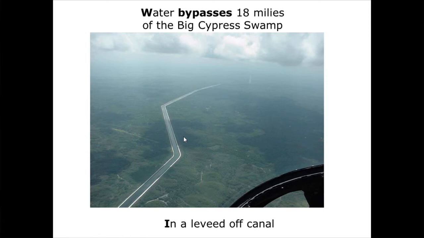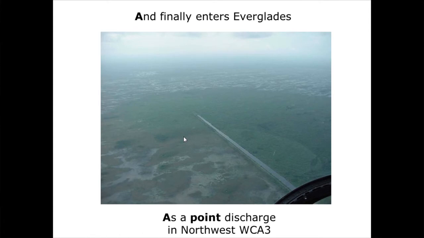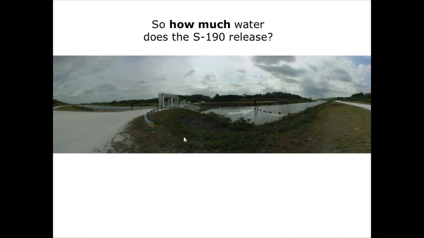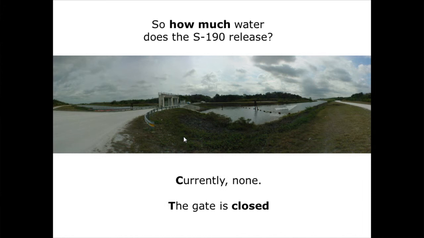None of it intermingles with the Big Cypress, and it discharges down in the Miccosukee Reservation, Water Conservation and Northwest Water Conservation Area 3. So how much water does the S190 release? Well, I went in. Currently, there's none. The gate was closed when we were there.